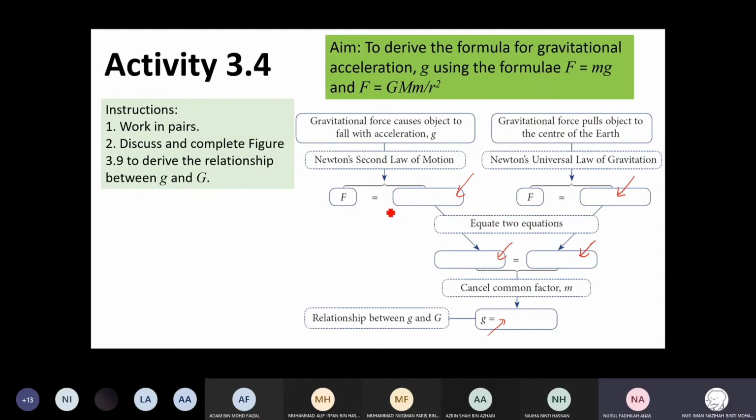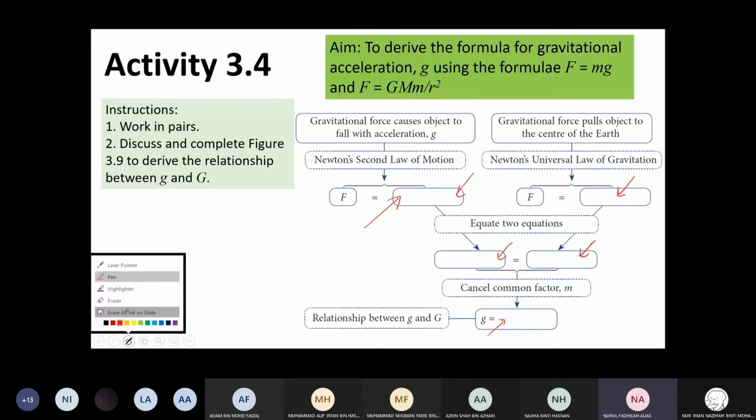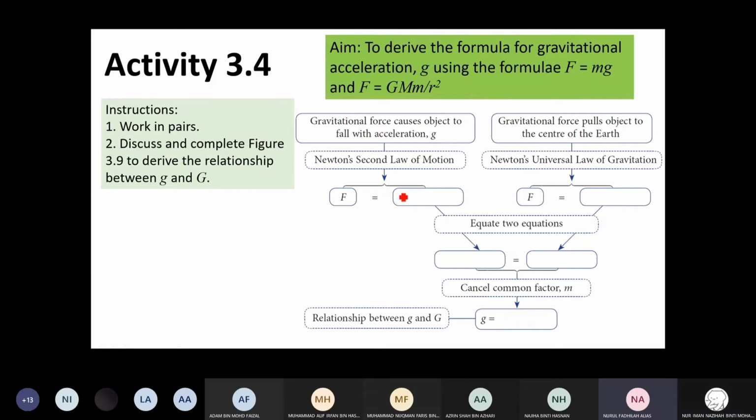Okay, anyone wants to give the answer for this one? Any ideas? Okay, for the first one, F equal to mg. Okay, betul lah. Simple je kan? Okay, follow je the instruction. Okay, first one, F equals to mg. Okay, good. Thank you. Okay, number two.